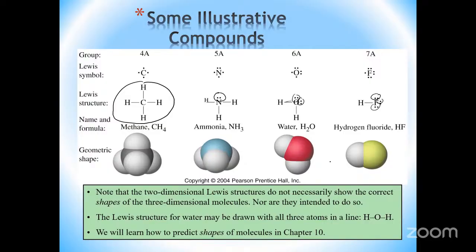So later on, we're going to be concerned with shapes, right? We're going to discuss that. But for now, we'll just be concerned with how the atoms are connected to each other and where the bonding pairs and lone pairs are, all right? So for example, in the case of water, you can write it like this, or you can write it in this arrangement. As far as Lewis structures go, they're both the same, all right? Because we're not concerned with how the atoms are arranged in three dimensions. We're only concerned with how the atoms are connected to each other, all right?